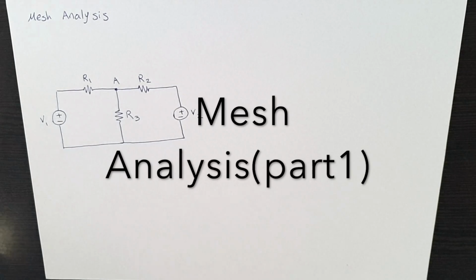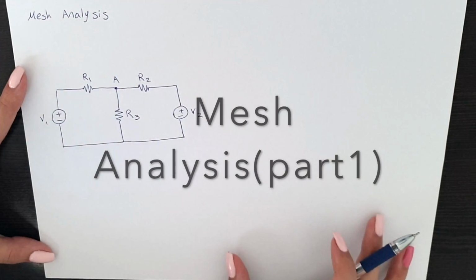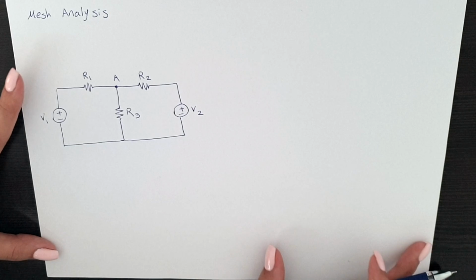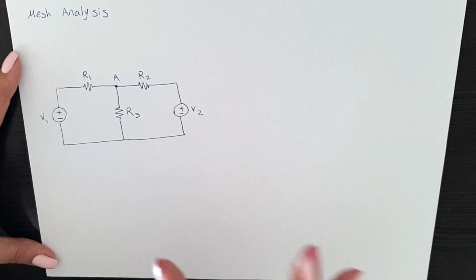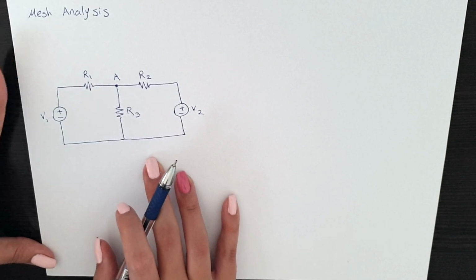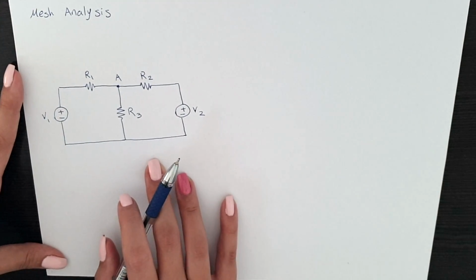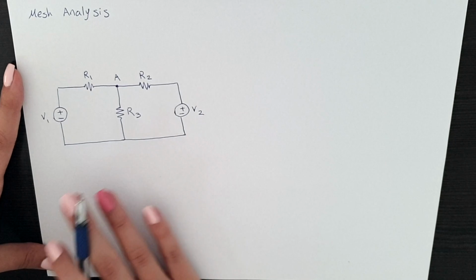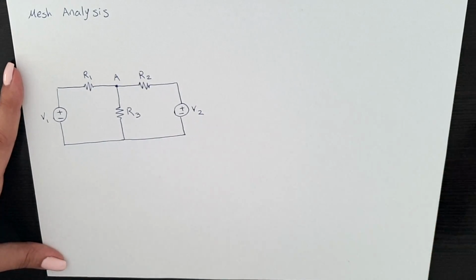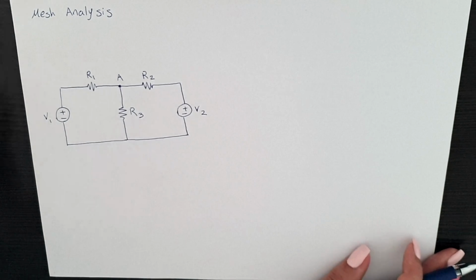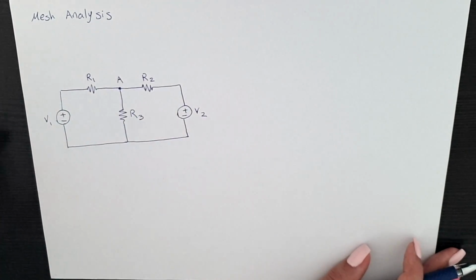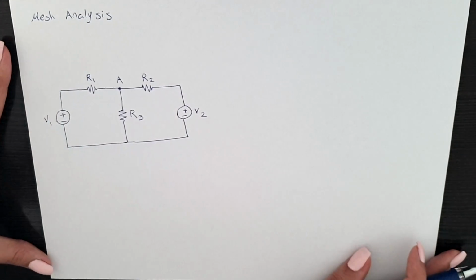Hello guys, I'm gonna talk about mesh analysis, what it is and how we can apply it in a circuit. Mesh analysis is basically using the KVL rule in each mesh in our circuit and finding an equation for it. At the end we're gonna have a couple of equations, and mostly we want to find the currents inside the circuit, or we find the currents to find some voltage or something else in our circuit.